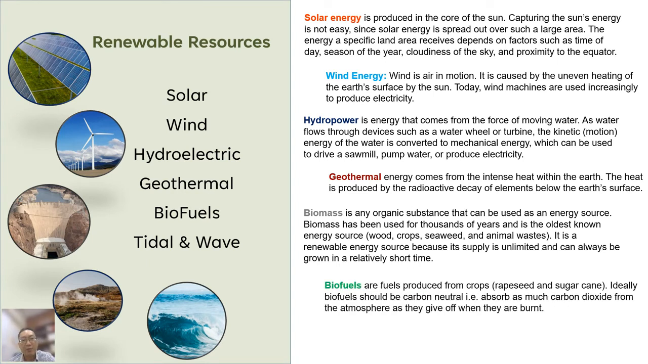Then we have biofuel. Biofuels are fuels produced from crops such as rapeseed and sugarcane. Ideally, biofuels should be carbon neutral, that is, they absorb as much carbon dioxide from the atmosphere as they give off when they are burned. Then, last is tidal energy. Tidal energy is produced from the surge of the ocean water during the rise and fall of the tide.